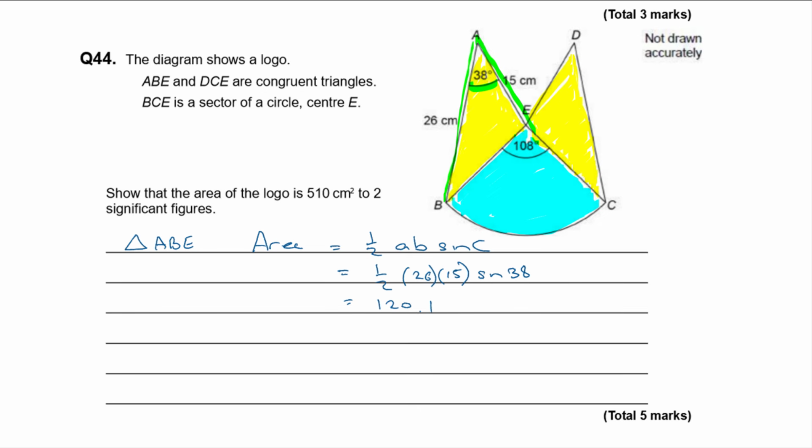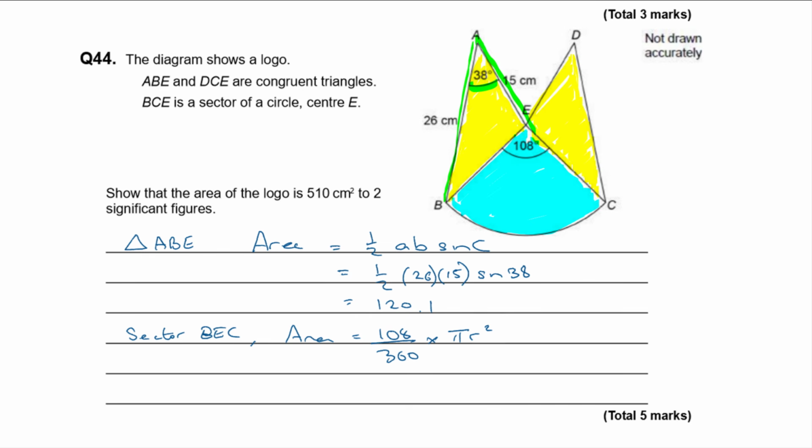Okay, and then I've got the area of the sector. So sector BEC, and that has an area. How do we find the area of a sector? It's the angle at the center, 108 over 360, times the area formula of a circle, pi r squared. Now, what is the radius? Oh no, we don't have the radius. So we have got a little bit more work to do first, because we need to find that radius before we can go on and find the area.